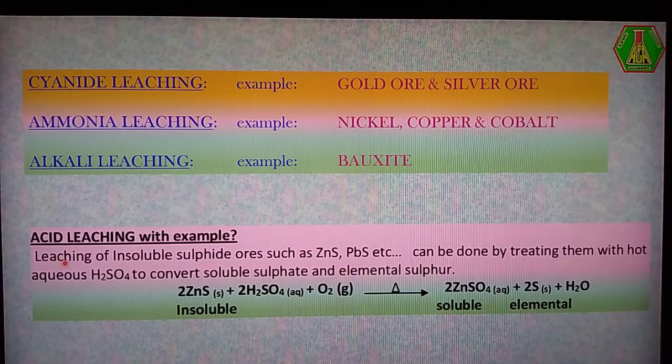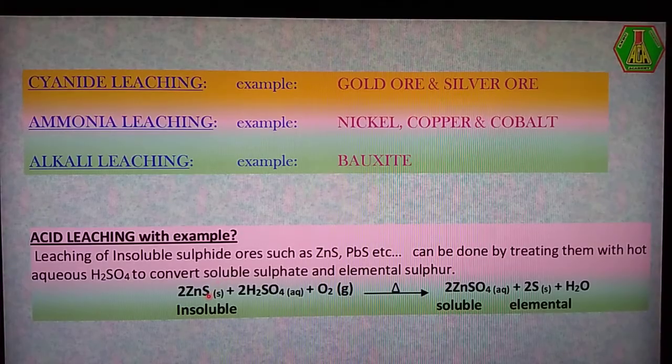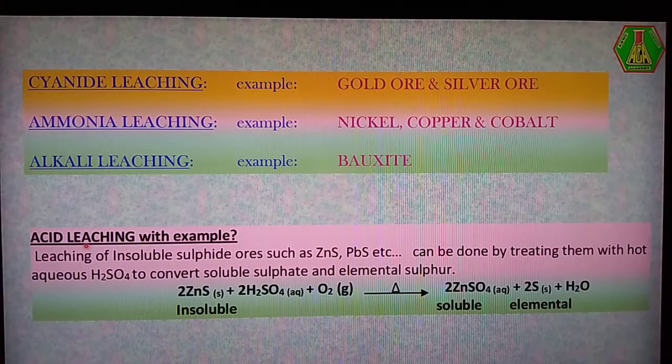Instead of the sentence, you can also write the reaction. So acid leaching is nothing but an insoluble sulfide ore becoming a soluble sulfate substance, and the unwanted sulfur may be removed in the form of an element. Okay, so this is called the acid leaching process.